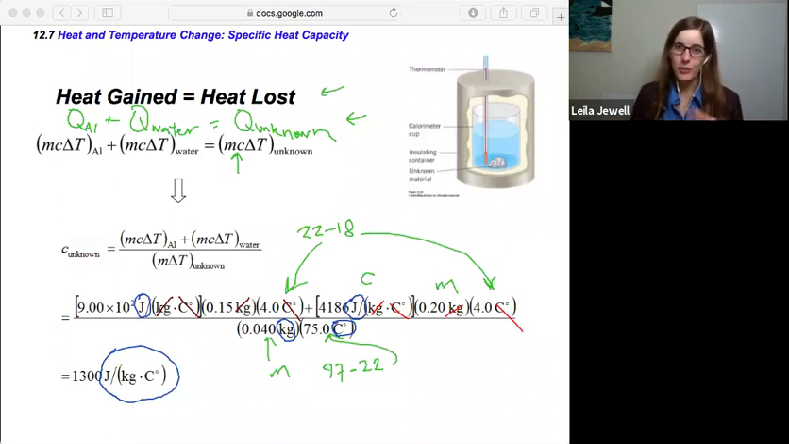We'll see another way that heat can flow in the next section. So I hope you flow right into that.